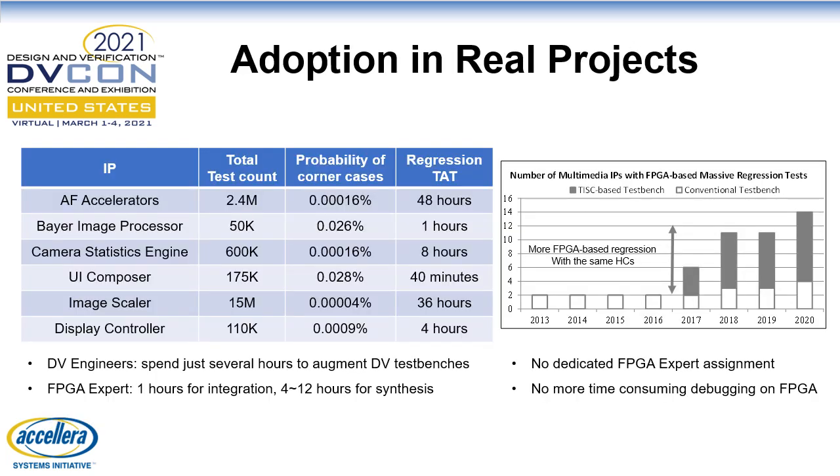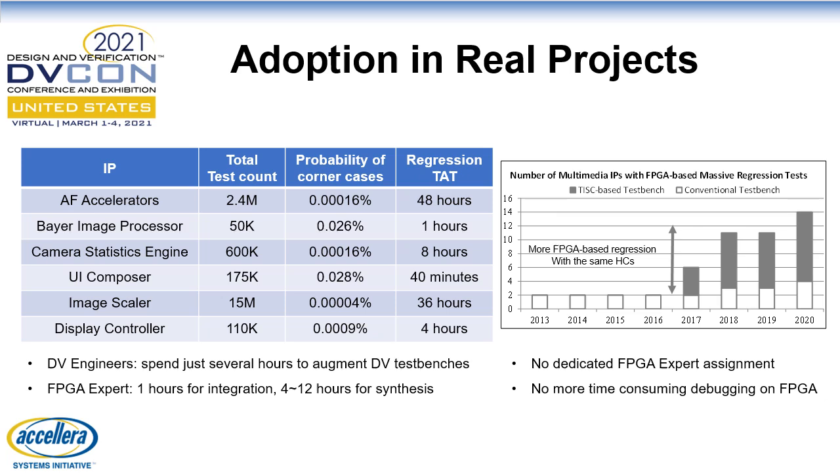The clear separation of DV and FPGA engineers allows us to apply FPGA-based regression tests in more IP verification projects without increasing human resources. In a conventional FPGA test bench, no matter how simple or complex, FPGA engineers should implement their own FPGA test programs, consuming unacceptable time. So, we could apply FPGA-based regression tests to only 2 IPs.